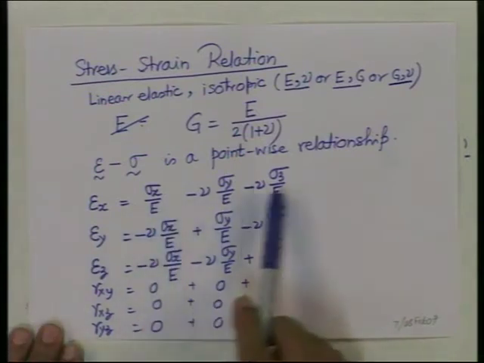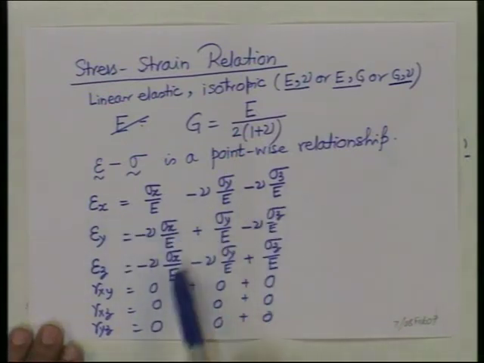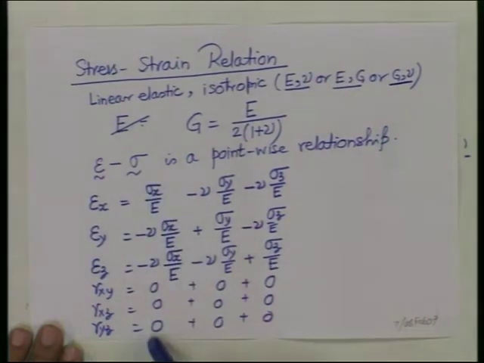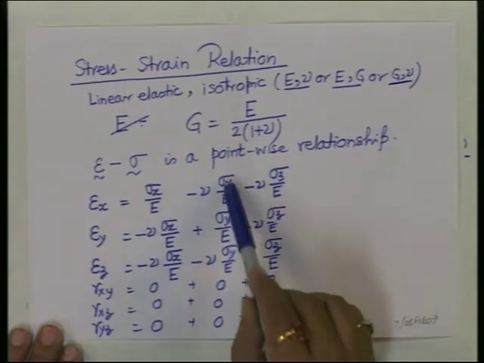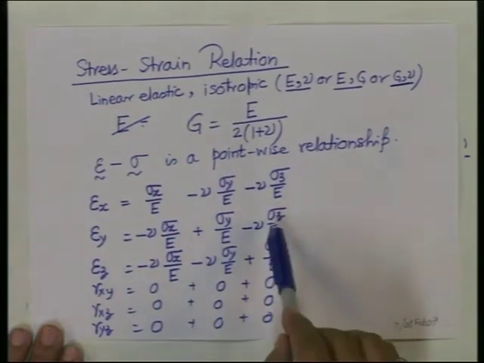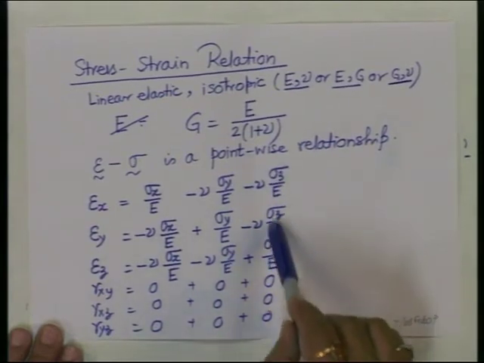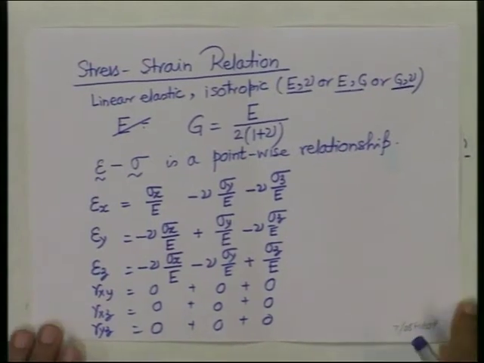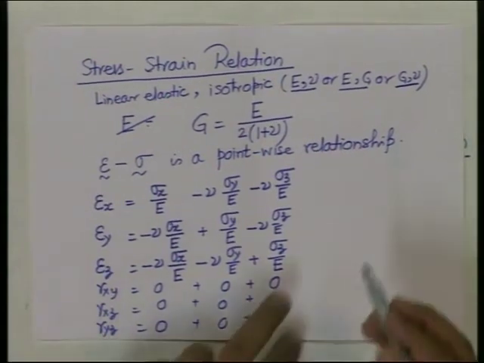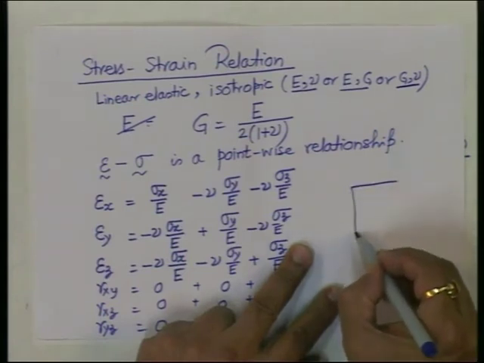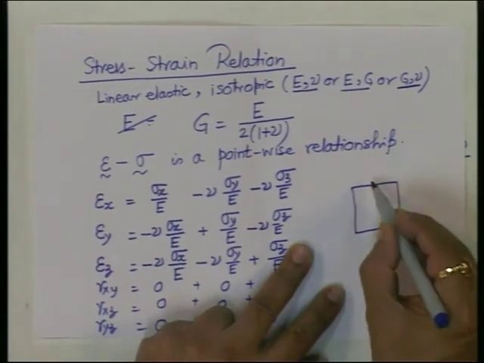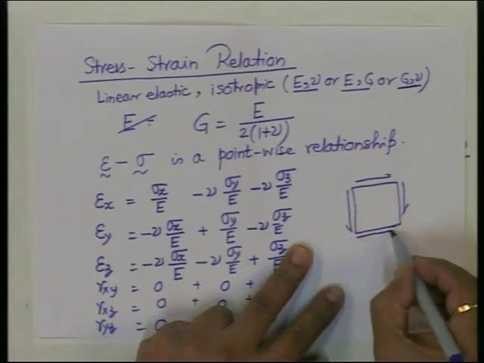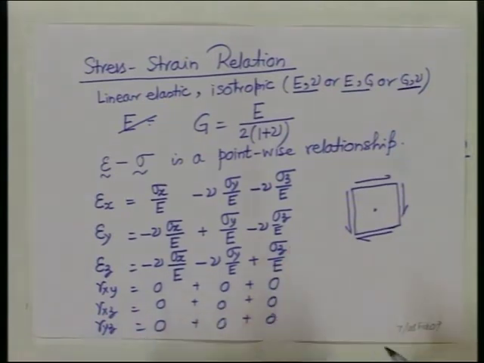So far I had applied only the normal stresses. First we applied sigma x, and we got all these strains. When we applied sigma y, we got these strains. When we applied sigma z, we got these strains. Is it okay? But in addition to that, there are 6 faces in a cube, and you also have these other stresses. These are called shear stresses.